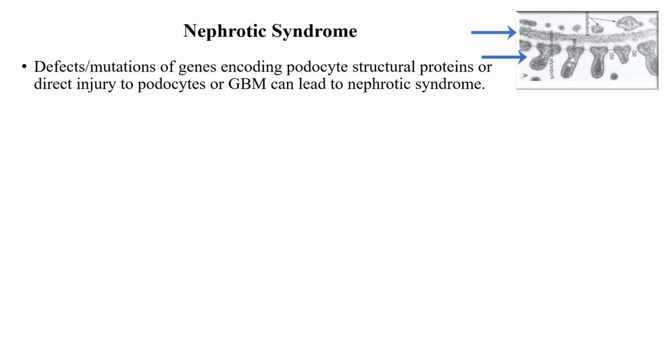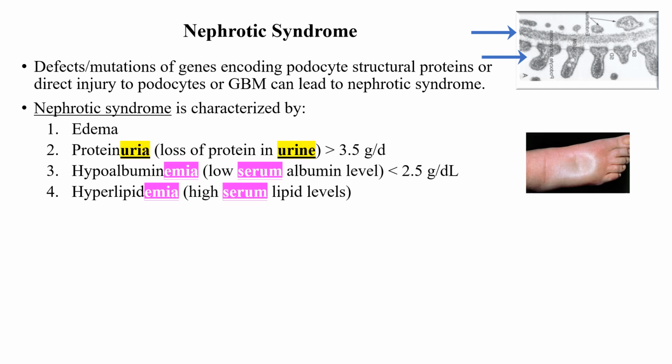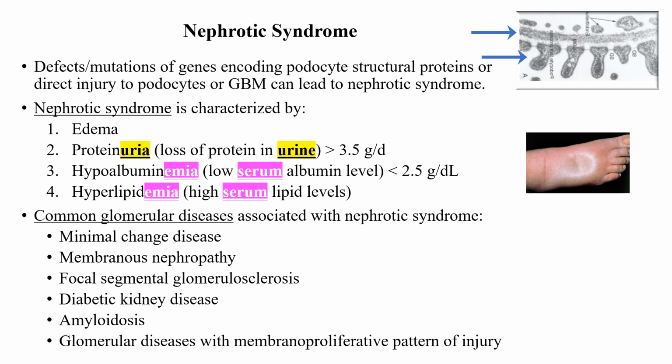Defects or mutations of genes encoding podocyte structural proteins, or a direct injury to podocytes or glomerular basement membrane, can lead to severe proteinuria and the development of nephrotic syndromes, where patients present with edema, severe proteinuria, hypoalbuminemia, and hyperlipidemia. Examples of nephrotic syndromes include minimal change disease, membranous nephropathy, focal segmental glomerulosclerosis, diabetic kidney disease, amyloidosis, and in some cases of glomerular diseases with the membranoproliferative pattern of injury.